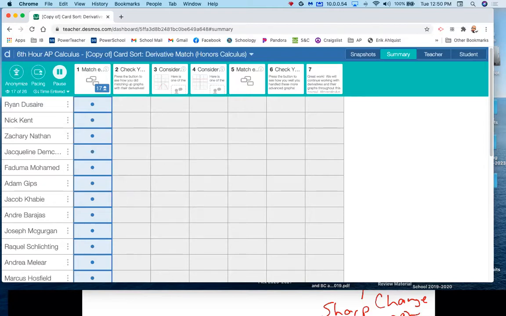So I'm going to assign these automatically. Does everybody understand what I'm asking? You guys good? Okay. This is intended to give you a little bit different kind of activity than the isolation of a Delta Math assignment. I did this with 7th hour yesterday. So here you go.